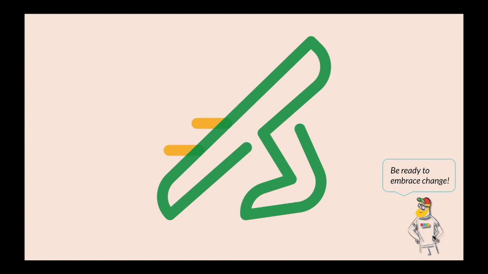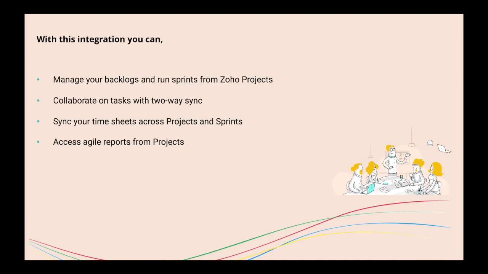In large organizations, where different teams prefer a different approach towards their work, using multiple tools can make things complicated, which is why we came up with a tight integration between Projects and Sprints. With this integration, you can manage your backlogs and run sprints from Zoho Projects, collaborate on tasks with a two-way sync, sync your timesheets across Projects and Sprints, and access Agile reports from Projects.